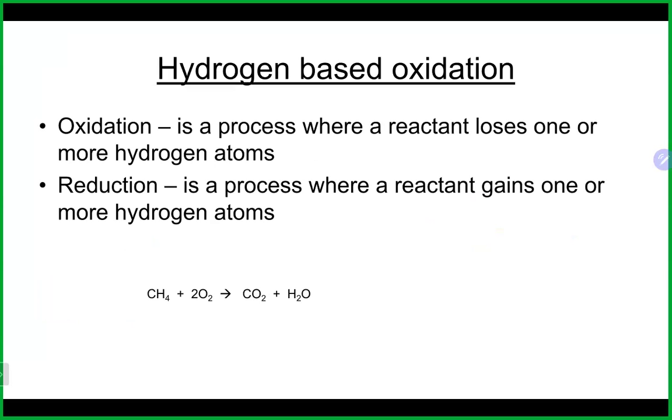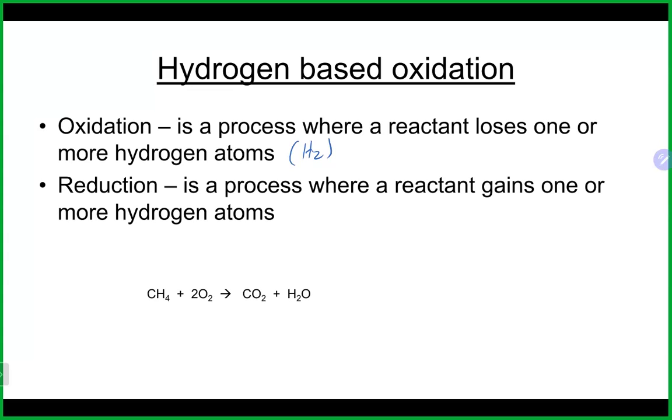Other definitions that we'll see more of really in organic chemistry: oxidation is the process where somebody will lose hydrogen, and in most cases it's actually like H2. And reduction means somebody gains more hydrogen. So there's basically 3 definitions of oxidation and reduction. Oxidation means you lose electrons, you gain oxygen, or you lose hydrogen. Reduction is you gain electrons, you lose oxygen, and you gain hydrogen. So those are 3 definitions.